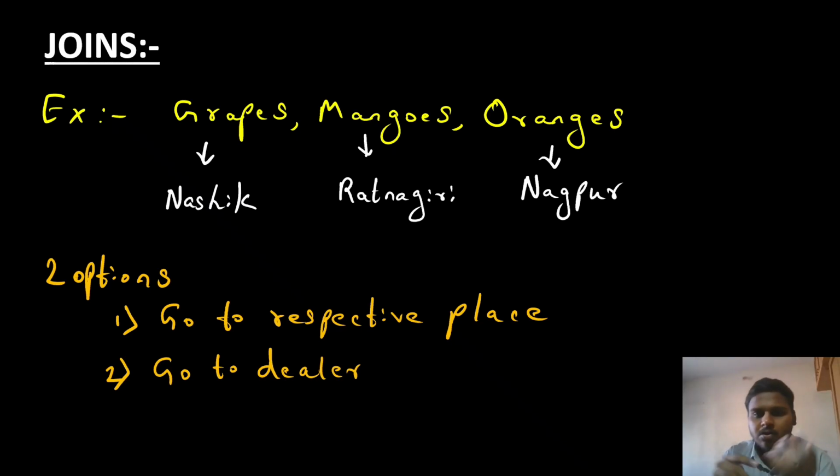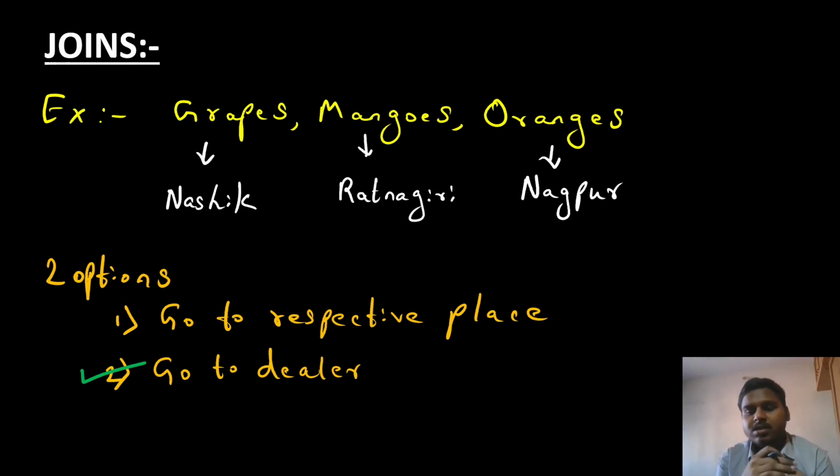If you go to the respective places, you have to go to three places. So there is the going cost, the returning cost, and the cost of buying and bearing the fruit. That is more costly and time consuming also. But in the second option, just a nearby location, less time, just order it, give only a small commission, and you can get the fruits easily. Which option is best? Obviously, the second option is the best.